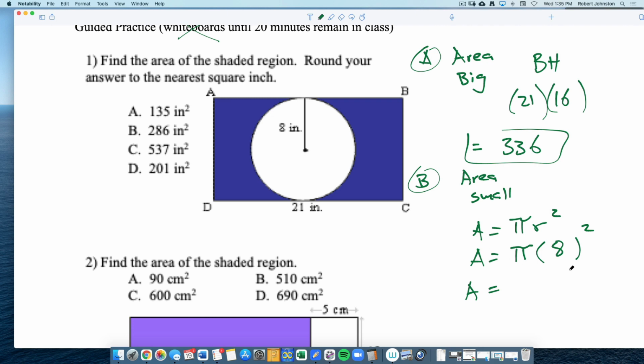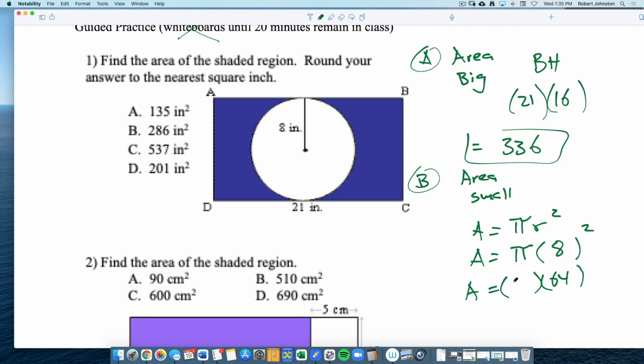8 squared would be 4, right? Or no, that's 8 times 8 equals. I think yes. You were actually doing something else that I haven't taught you yet. But 8 squared just means what's 8 times 8? 64. Okay, that's as simplified as possible. I think I'm ready to estimate.